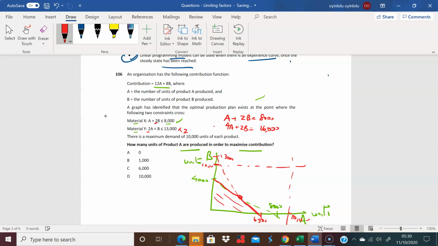Well, this is the bigger equation, isn't it? So I will subtract this equation from here. So 4A minus A is 3A. 2B minus 2B is 0. So that means that I now am left with 3A. 26,000 minus 8,000 is equal to 18,000, leaving me that A is equal to 18,000 divided by 3, which is equal to 6,000. So my answer here becomes C.